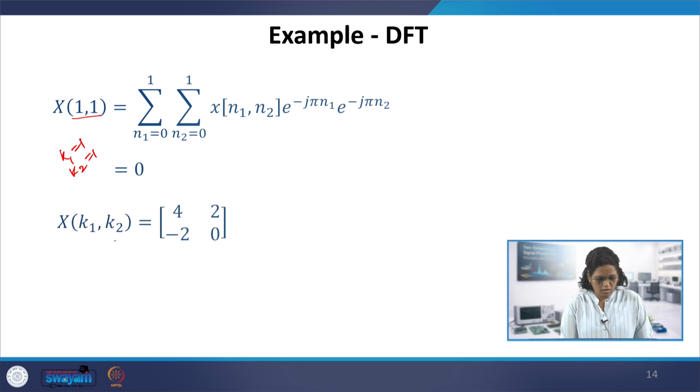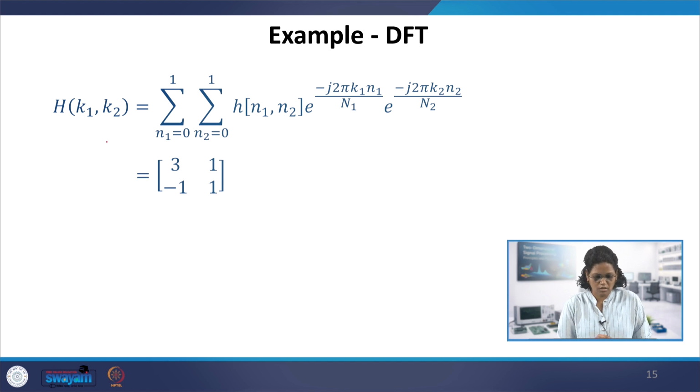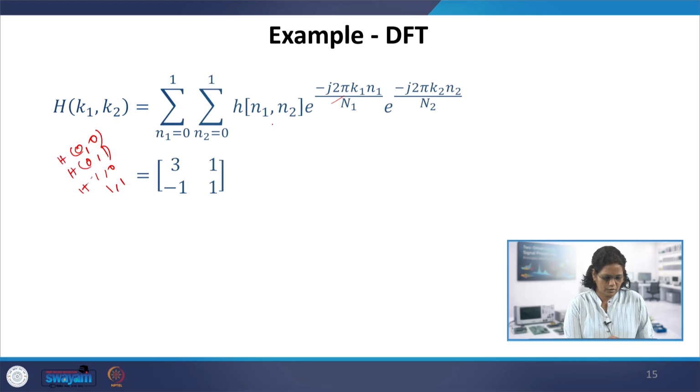So X of k1 comma k2 that we got is 4, 2, minus 2 and 0. So similarly we do the 2D DFT for h, that is the second sequence. So h of n1 comma n2 e power minus j 2 pi k1 n1 and k2 n2. In a similar way we can vary this for k1 k2 as 0 0, 0 1, 1 0, 1 1. Okay, obtaining this, we got the samples 3, 1, minus 1 and 1. So both X and H are known.